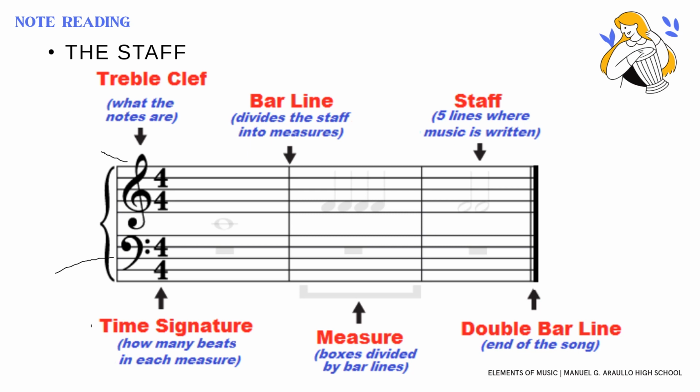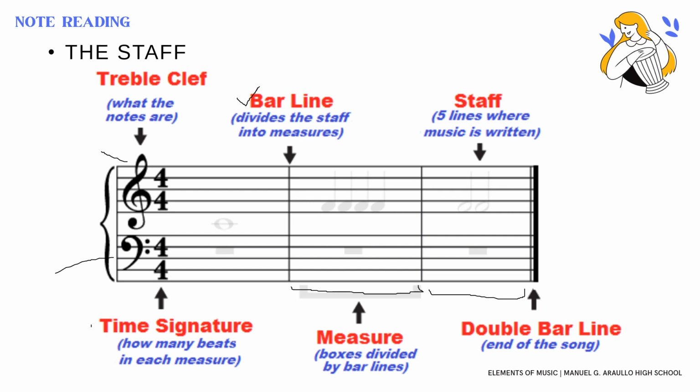For time signature, how many beats for each measure? Nakalagay dyan usually 4-4, 3-4, or 2-4. We also have the bar lines. It divides the staff into measures. Yan, yung makikita nyo mga lines. Now, yung measure naman, these are boxes divided by the bar line. So, ito yung measure. One measure. Itong mga to, isang measure yan. Yung susunod, that would be the second measure.